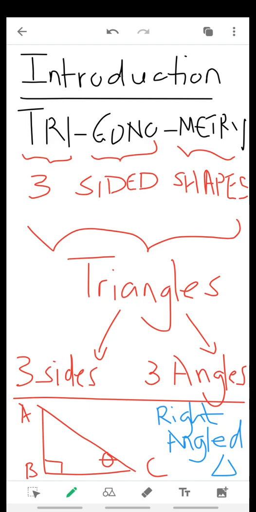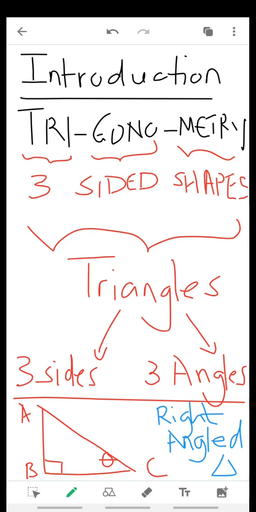Okay, remember, 4-sided shapes, we call them quadrilaterals. Okay, so in this case, we are dealing with 3-sided shapes, and these are your triangles. Okay, meaning most of our trigonometry will work with triangles. Okay, these are 3-sided shapes. Now, what do we know about triangles? Triangles have 3 sides and 3 angles. Please note that down. Triangles have 3 sides and 3 angles.